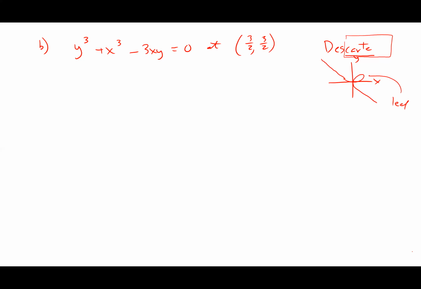But it's almost like a straight line, and all of a sudden right at the end it has this little leaf shape right there. And so we want to figure out the tangent line of the high point right over here. That's what we want to do.